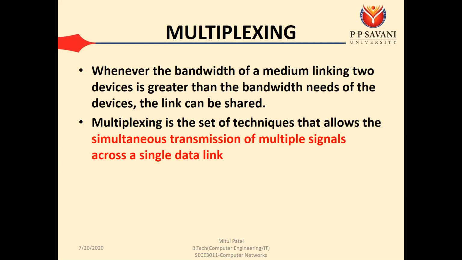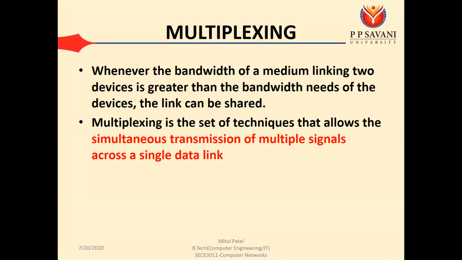The next topic is multiplexing. The need for multiplexing arises whenever the bandwidth of a medium linking the two devices is greater than the bandwidth needs of the devices; then the link can be shared. The idea is that if the capacity or bandwidth of the link or medium we use is greater than the needs of both devices, then we can set the link.